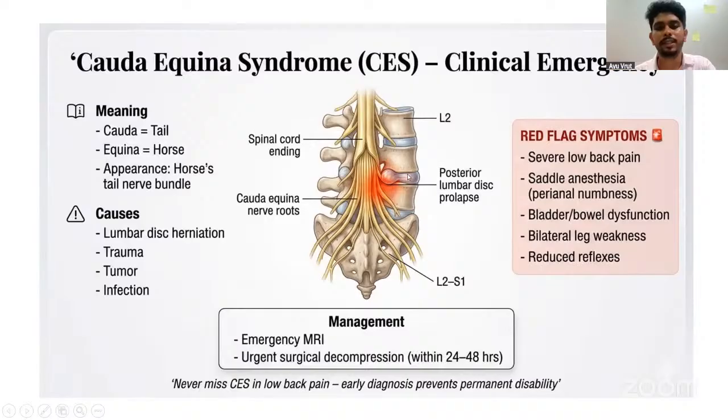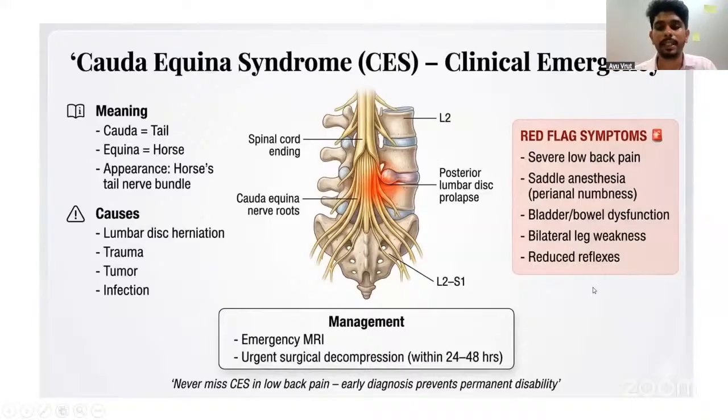Due to an intervertebral disc or any vertebrae, these nerves are getting irritated, and it is an emergency condition. The patient will have severe low back pain, and there will be perianal numbness. The patient won't have any sensation. Then you need to think there is some compression of nerves.